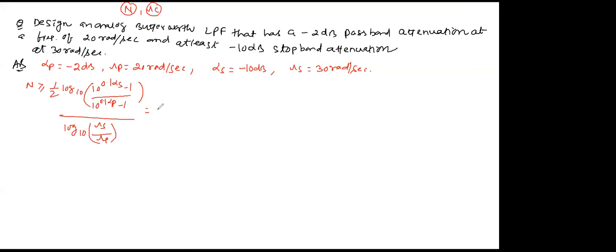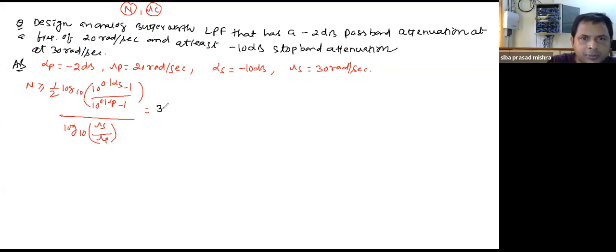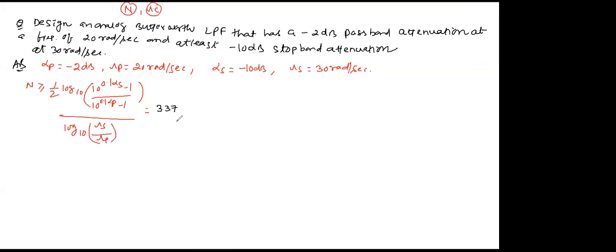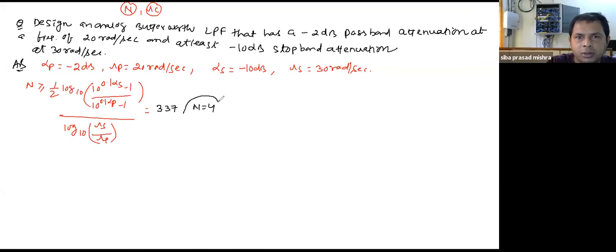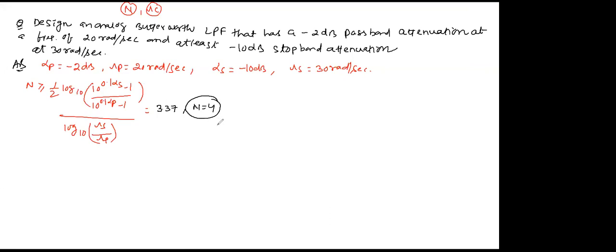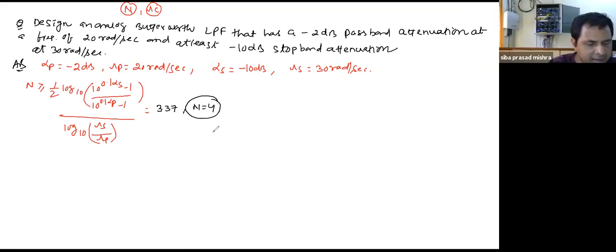4, sir. Okay, the value is 3.37. So we can say n equals 4. Okay, then what more is required? We require omega c. Find the value of omega c.